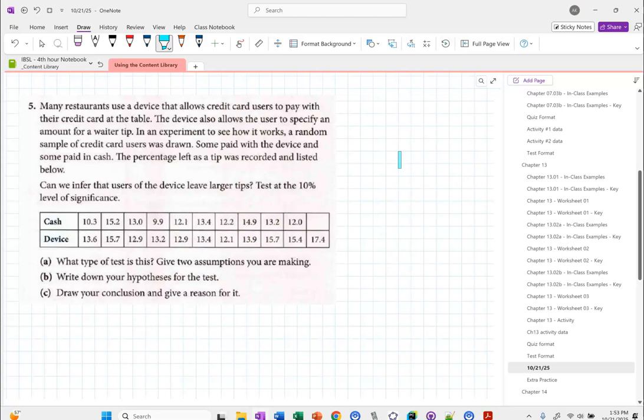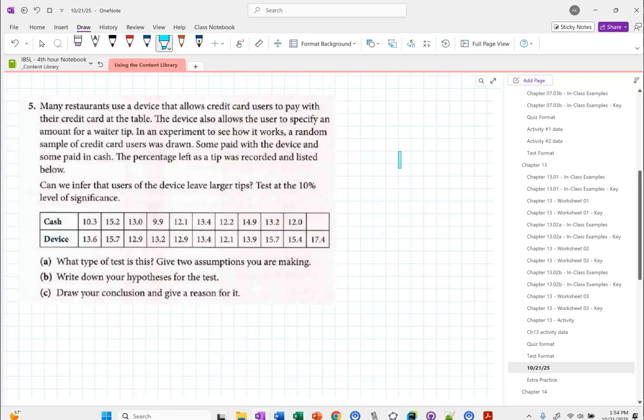All right, what can't it be? Can't be either chi-squared test, right? Why? Well, there's no known distribution to compare against, so it can't be a goodness of fit, and there's really just one variable, right? Cash or device. Yeah. Everybody agree? So it is a type of t-test. Which one? 2 sample. Good.